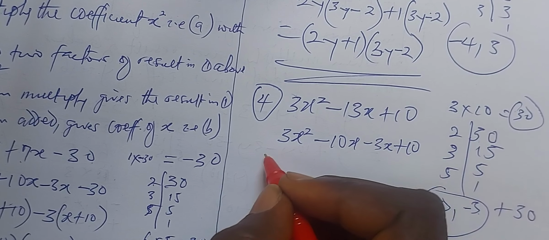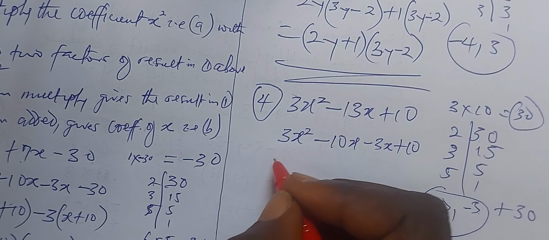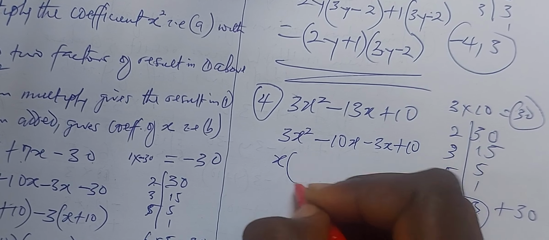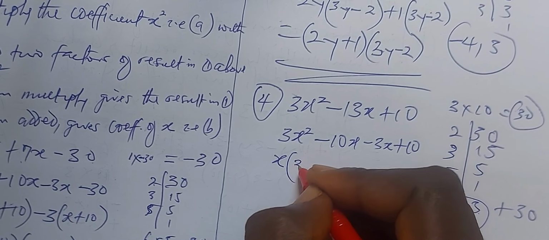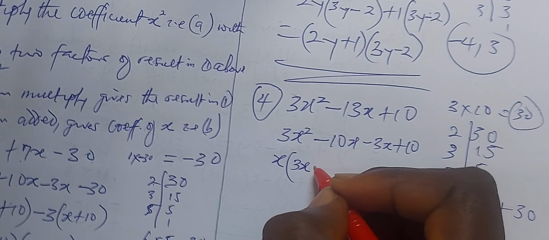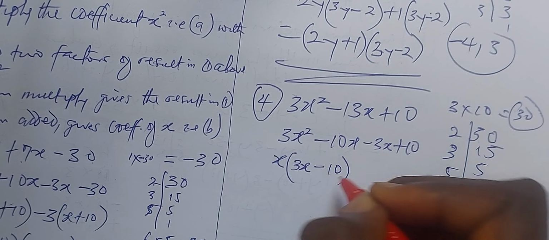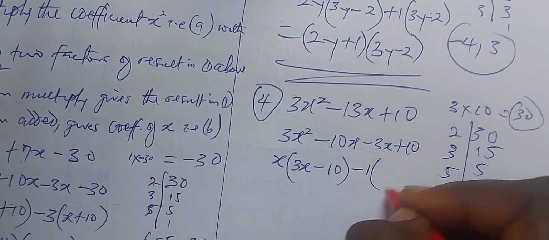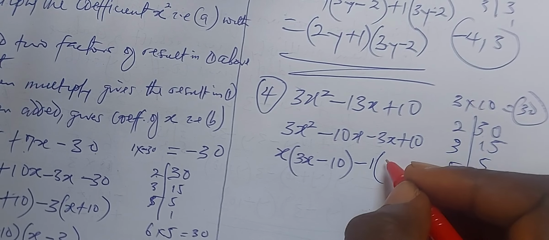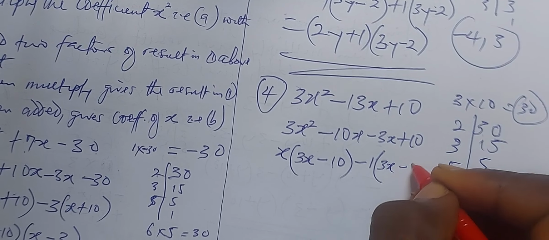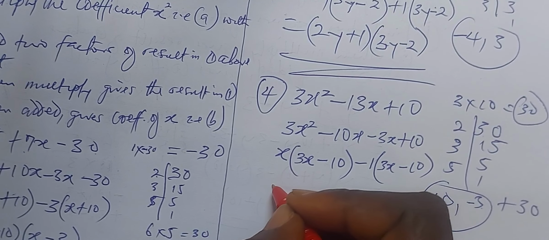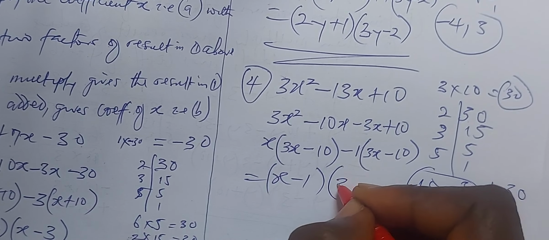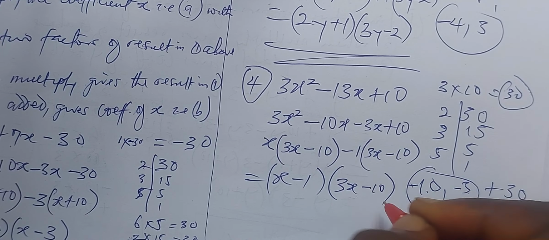Okay, so what is common here? You have your x is common. x into 3x squared, we have 3x. Into this, we have 10. What is common? We have minus 1 is common. Into 3x, we have 3x minus 10. So the answer is x minus 1 into 3x minus 10.